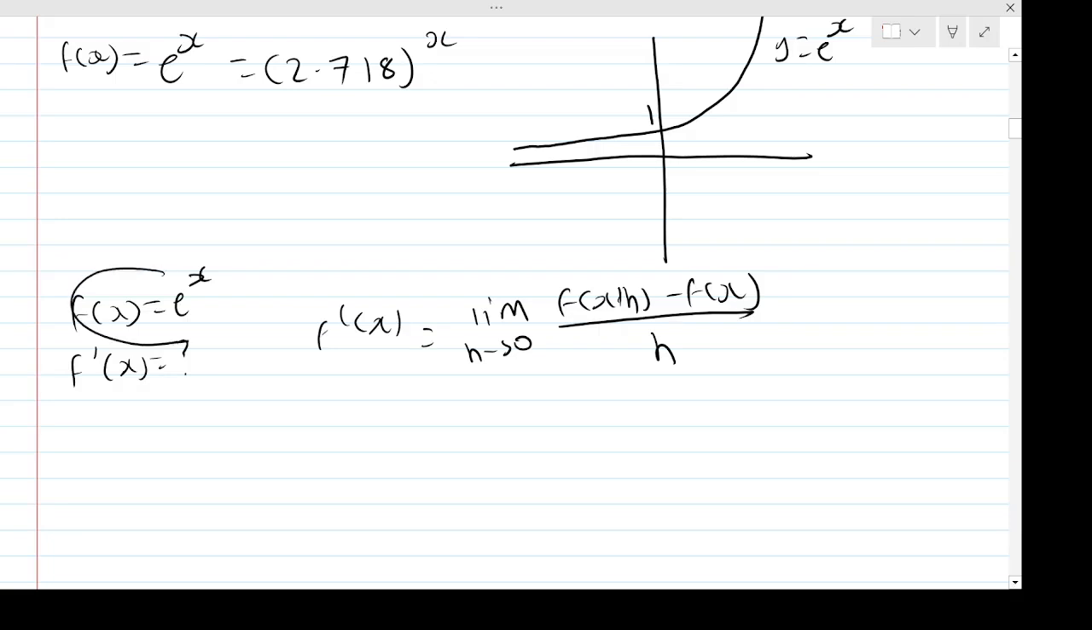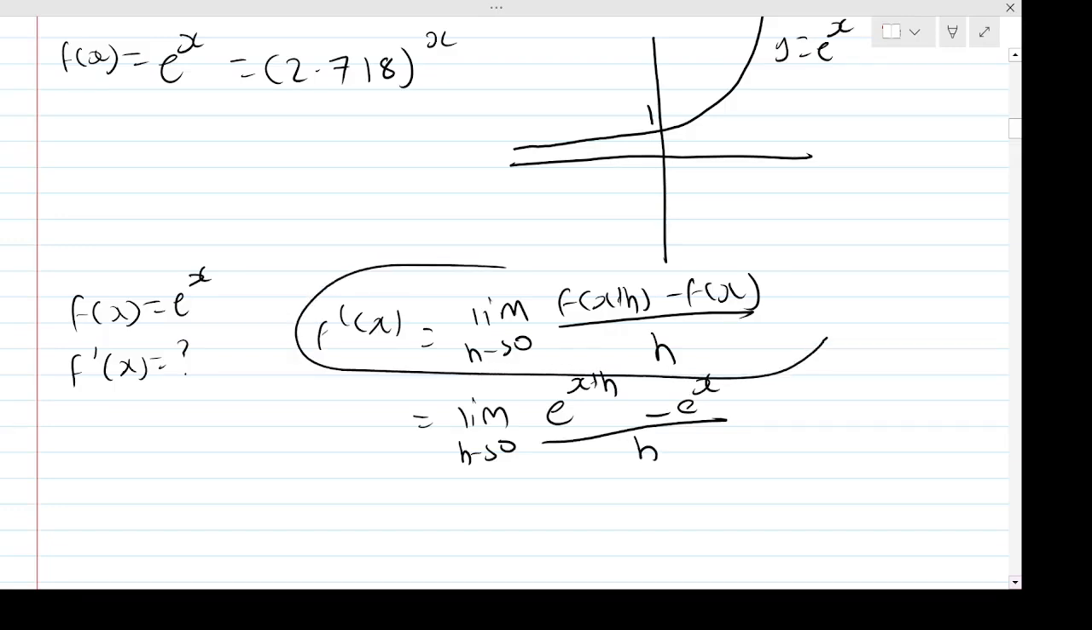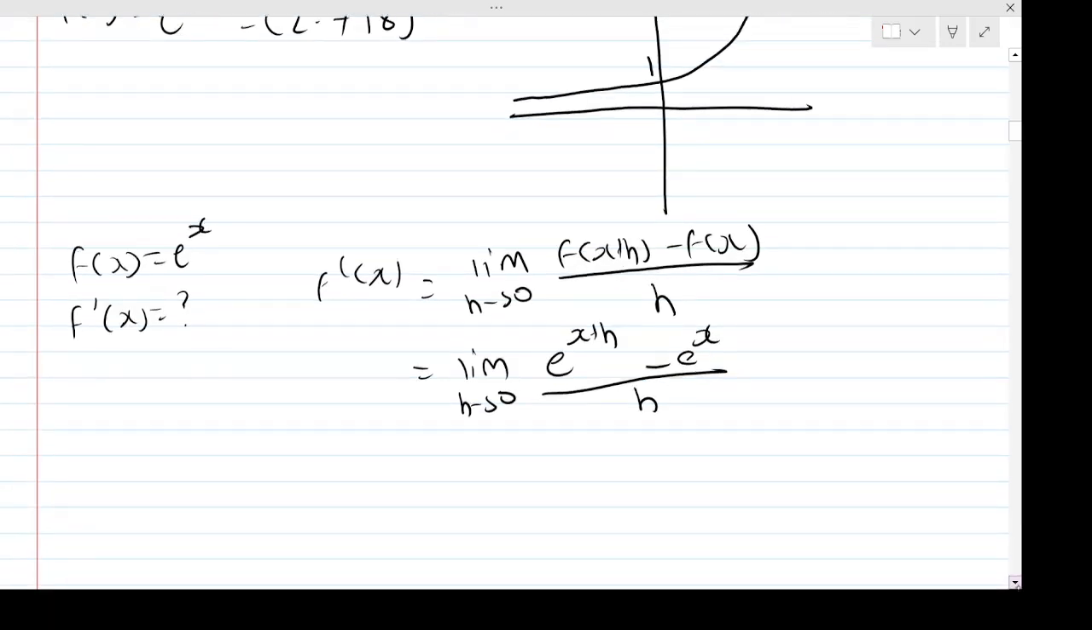So if I take e to the x and use this limit definition, first principles, then f of x plus h, if f of x is e to the x, will be e to the x plus h. Then take away f of x, take away e to the x, over h. So hopefully you're with me there. I'm just applying this formula you should be familiar with from the differentiation chapter. That's first principles. We're just applying it to e to the x.